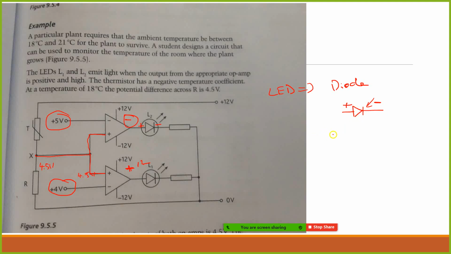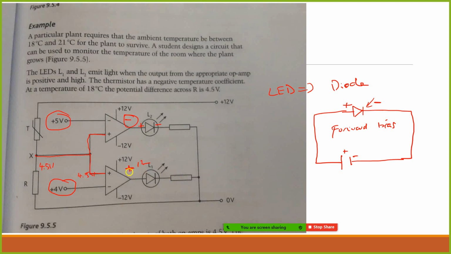Now, for a diode to work, it has to be connected in forward bias. Forward bias. What that means is that here is my power supply. This is the positive terminal of my battery and the negative terminal of my battery here. The negative terminal must be connected to the negative side of the diode, and the positive side must be connected to the positive side of the diode.